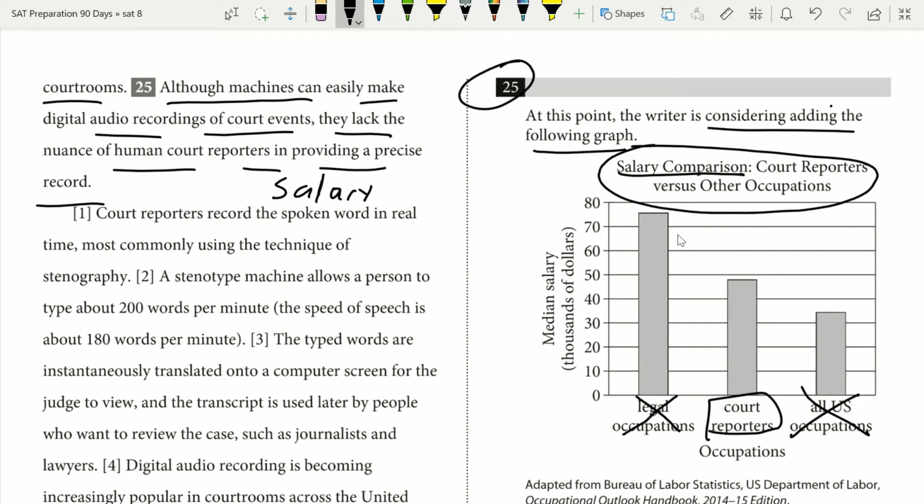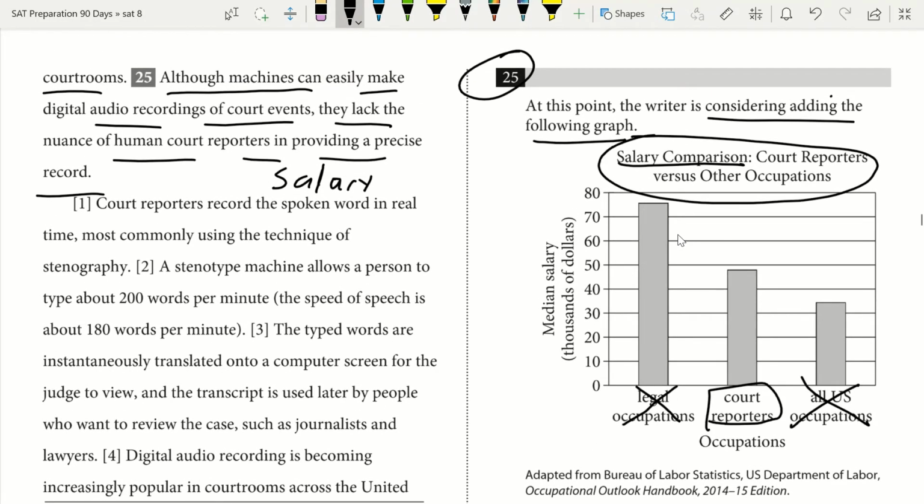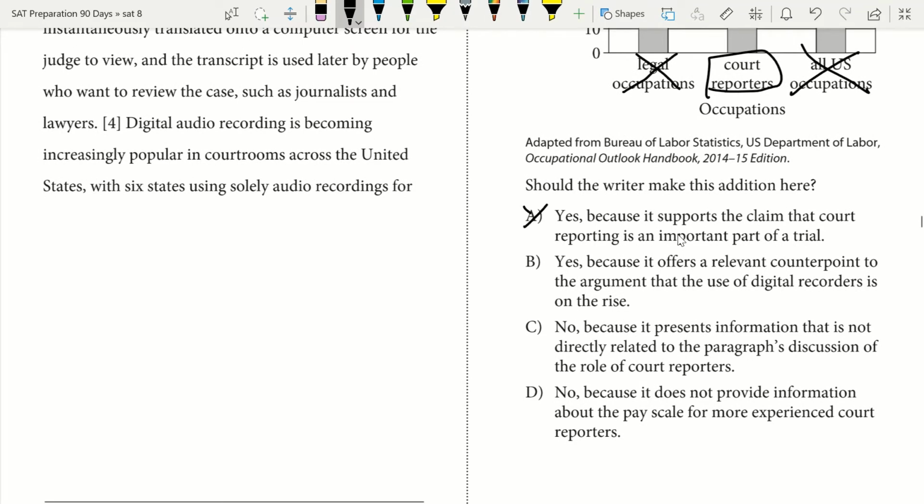That's a red flag, big, big, big red flag telling me I should not add this graph because it's offering nothing to my paragraph. It adds no support. It adds nothing as far as explaining something that was complex. No addition there. We do not want to add this. So we can go ahead and get rid of the yeses because we know we definitely don't want to add it because it's really not related to what we're talking about other than the fact that it shows the salary of court reporters. But even that is not related to what we're talking about because we aren't talking about how much they're paid.